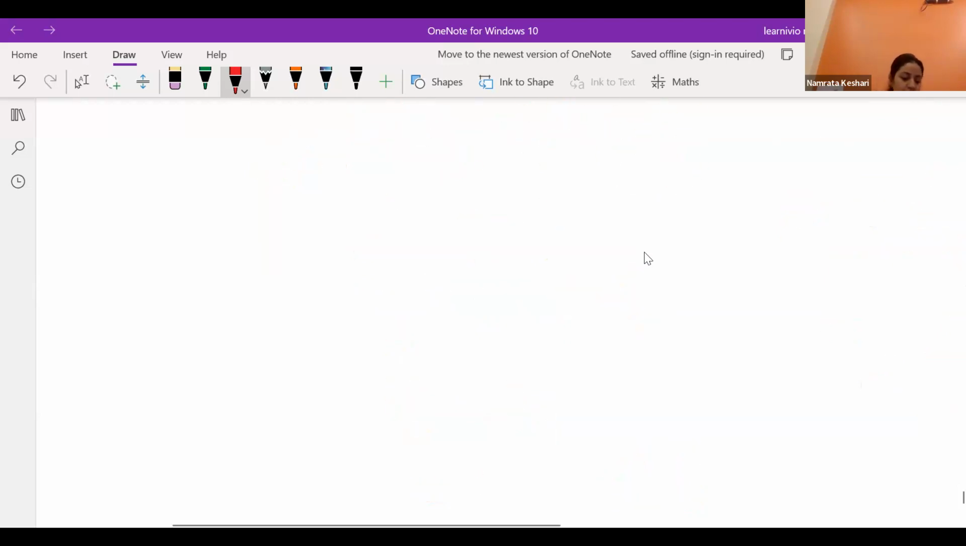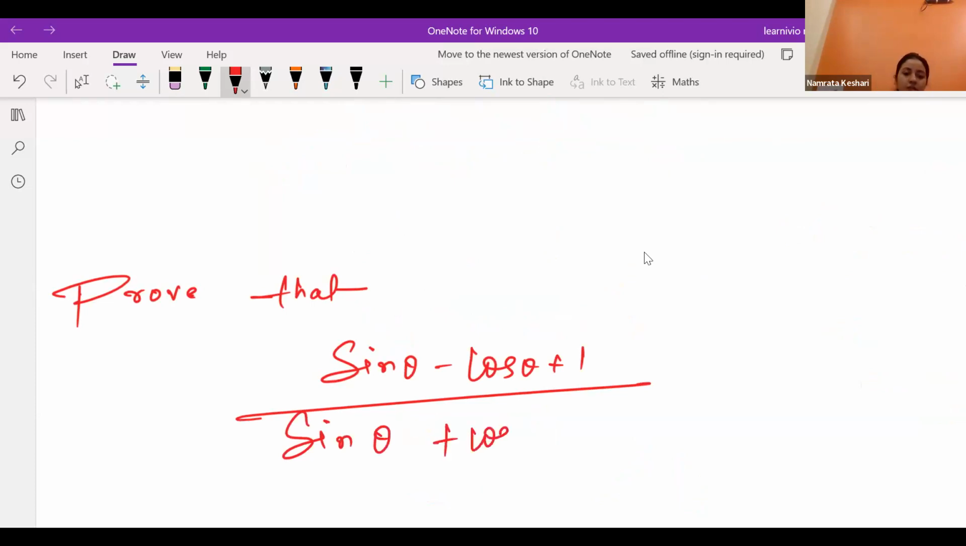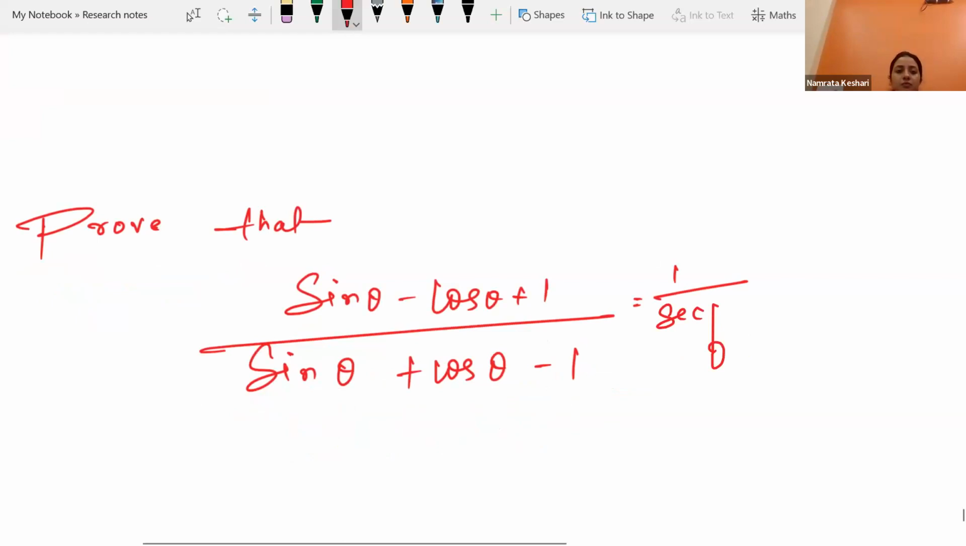Please do it and let me know. Are you able to prove it or not? Prove that sine theta minus cos theta plus 1 over sine theta plus cos theta minus 1 is equals to 1 by sec theta minus tan theta. Just a moment.